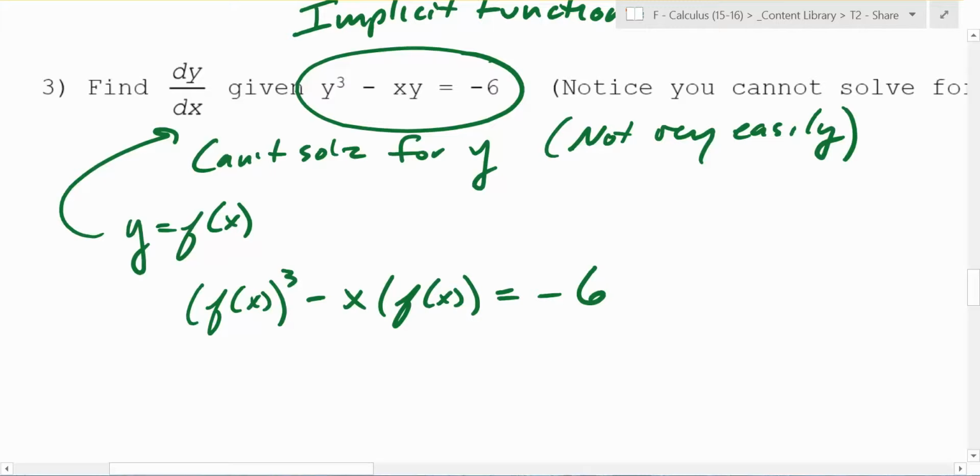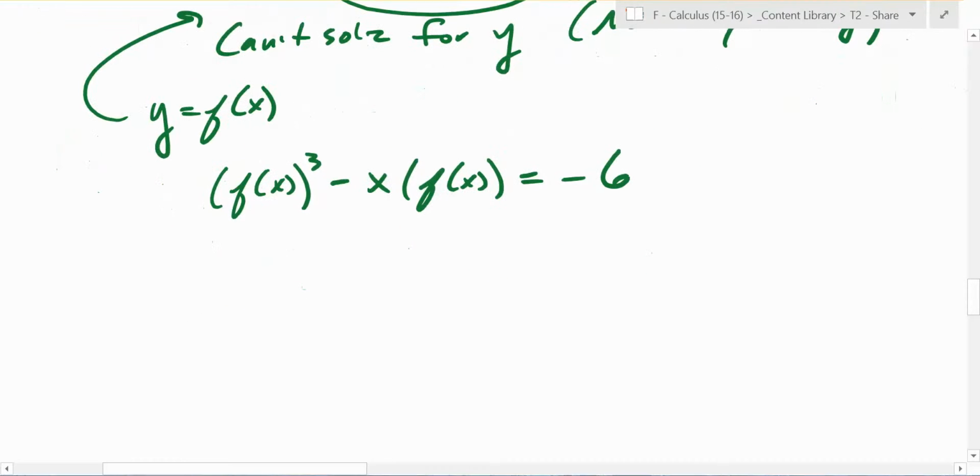Are we okay with that? We don't know what it is, but we're just going to put it as a placeholder. I'm going to do the derivative right now on both sides. Let's look at each piece. If I differentiate this with respect to x, what do I bring to the front? 3. So I end up with 3 times f of x to the what power? 2.